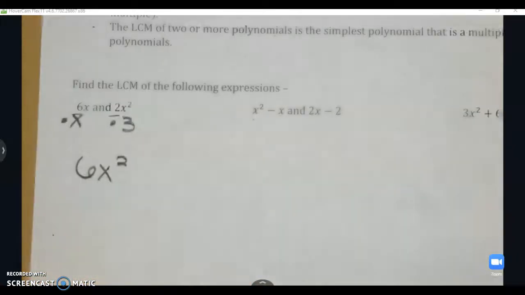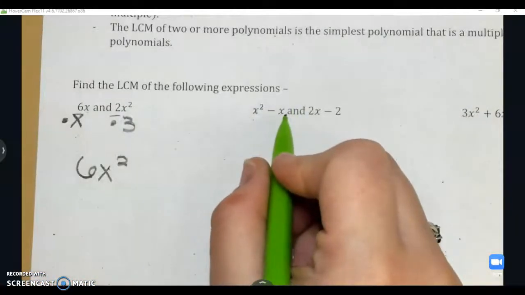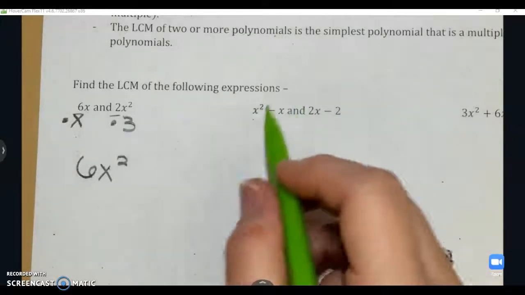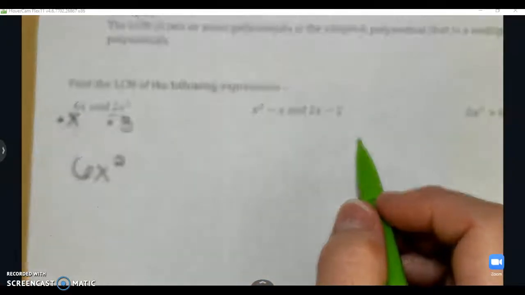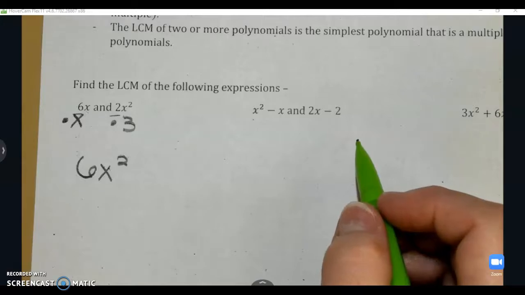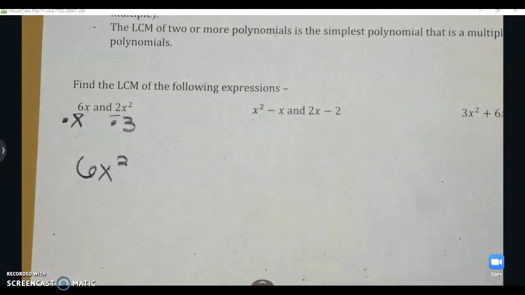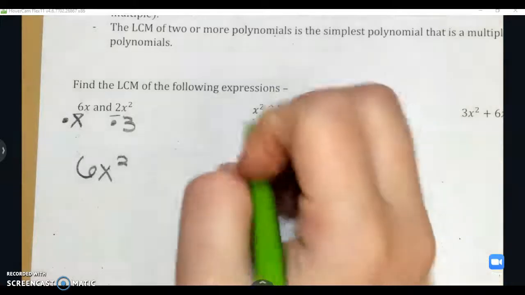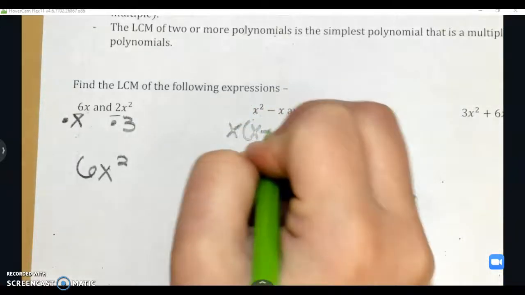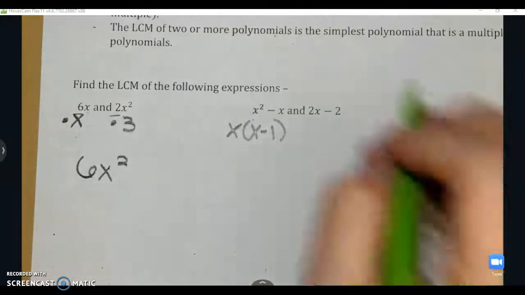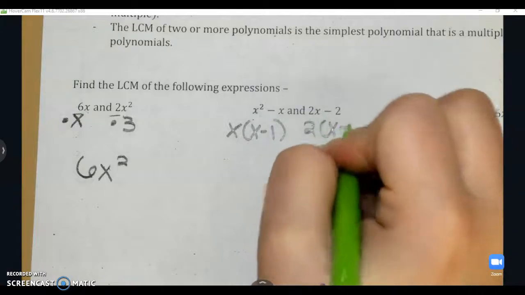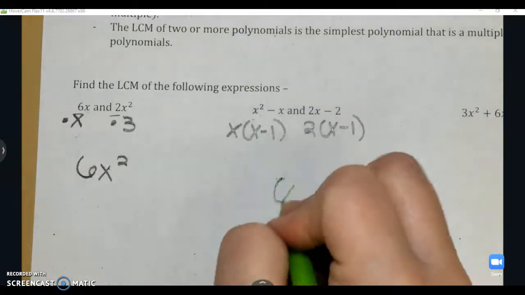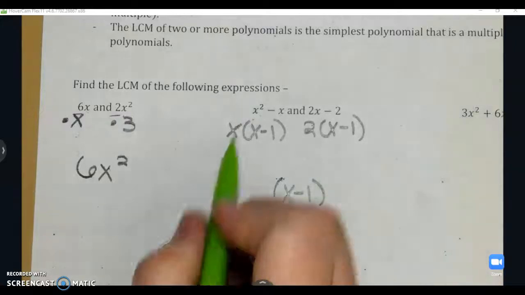So there's our least common multiple. Now, x squared minus x and 2x minus 2. When we add in a binomial here, so an addition or subtraction, what you're going to want to do is take out the GCF for each expression to see what they already might have in common. So x squared and x, if I factor out an x, that leaves me with x minus 1. And 2x minus 2, if I factor out a 2, that leaves me with x minus 1. So they already share x minus 1, so that's going to be part of my least common multiple.